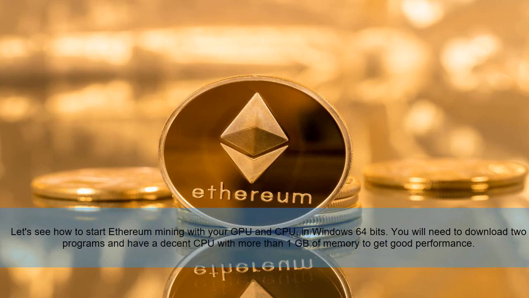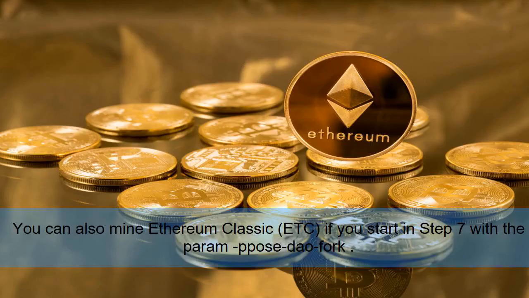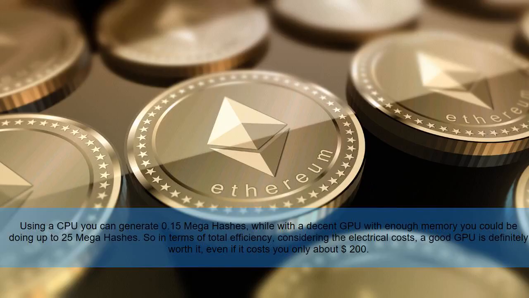You will need to download 2 programs and have a decent CPU with more than 1 GB of memory to get good performance. You can also mine Ethereum Classic, etc., if you start in step 7 with the different fork parameter. Using a CPU you can generate 0.15 megahashes, while with a decent GPU with enough memory you could be doing up to 25 megahashes. So in terms of total efficiency, considering the electrical costs, a good GPU is definitely worth it, even if it costs you only about $200.